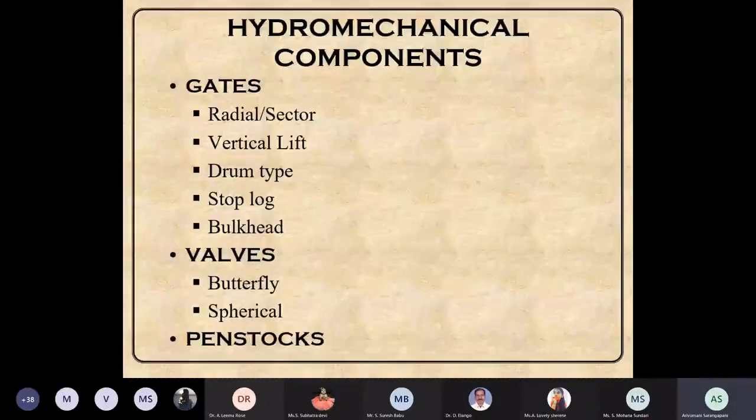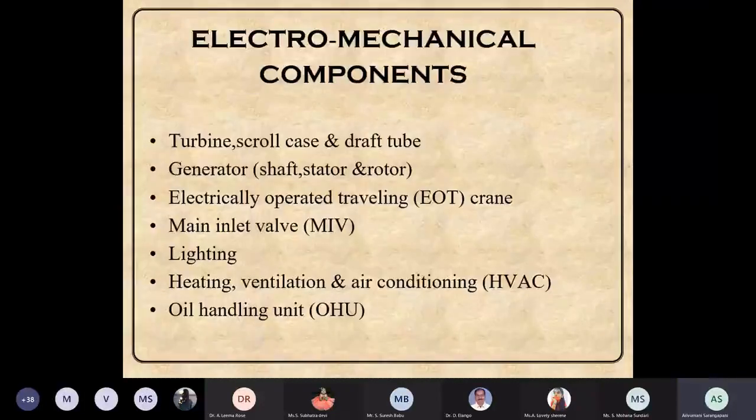And electromechanical components, just like the turbine. Scroll casing is nothing but the casing for the turbine. And draft tube is nothing but below the turbine, to draft the water and put it back to our tail race. Draft tube is the connection between the tail race and turbine.